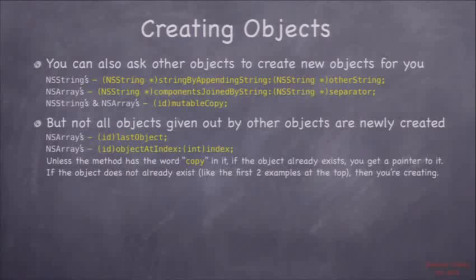and you're allowed to have multiple pointers, and this is normal, pointers being passed around. Okay? So basically, unless a method has the word copy in it, if it's returning to you an object that exists somewhere else, it's going to be returning a pointer to that object. Unless it has the word copy in it, like mutableCopy or copy. And if the object that you're getting back doesn't exist somewhere, then it's going to make a new one for you. All right, that's it on creating objects.